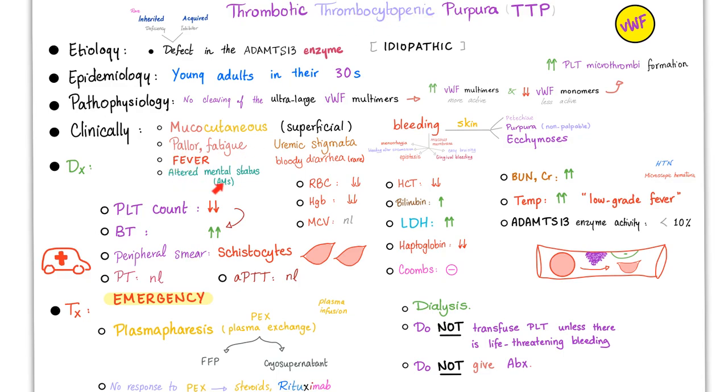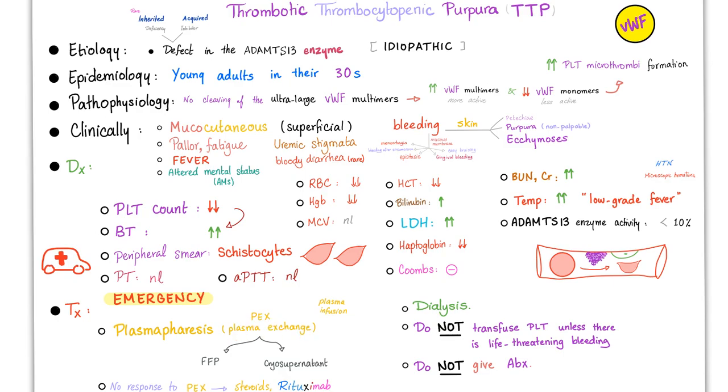Pallor and fatigue, fever, and altered mental status. These are unique for TTP. Platelet count is low. Bleeding time is prolonged. All of these are the same. However, you add a high temperature, usually a low-grade fever, and ADAMTS13 enzyme activity less than 10% of normal. Please remember that TTP is a freaking emergency treatment.